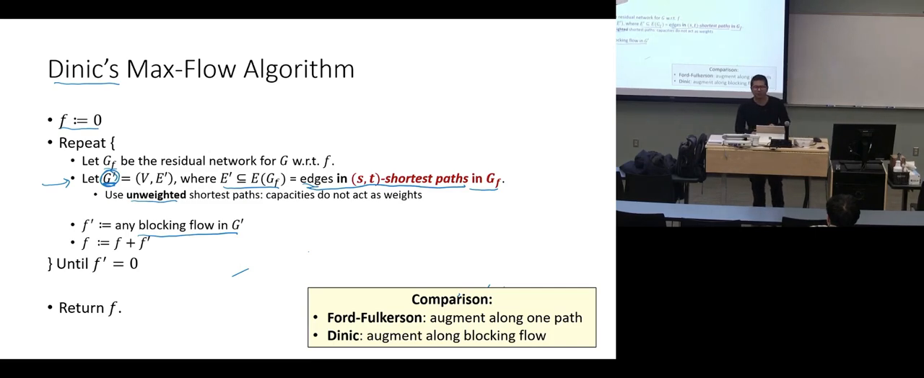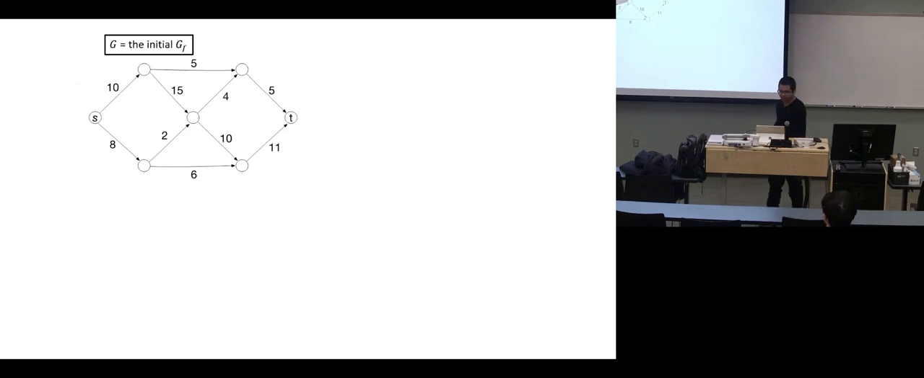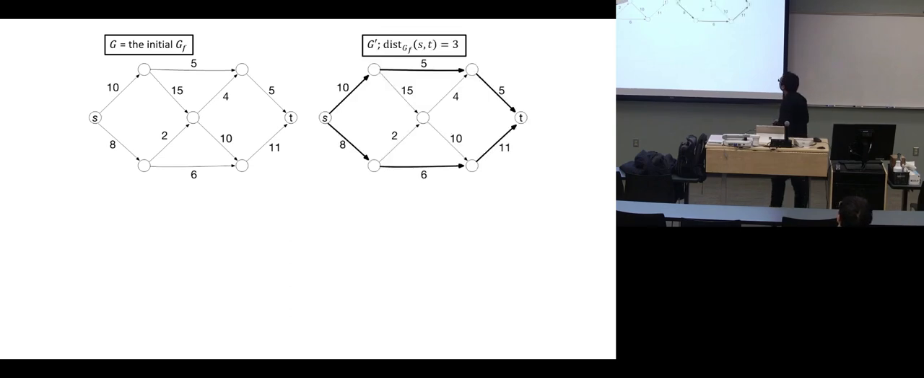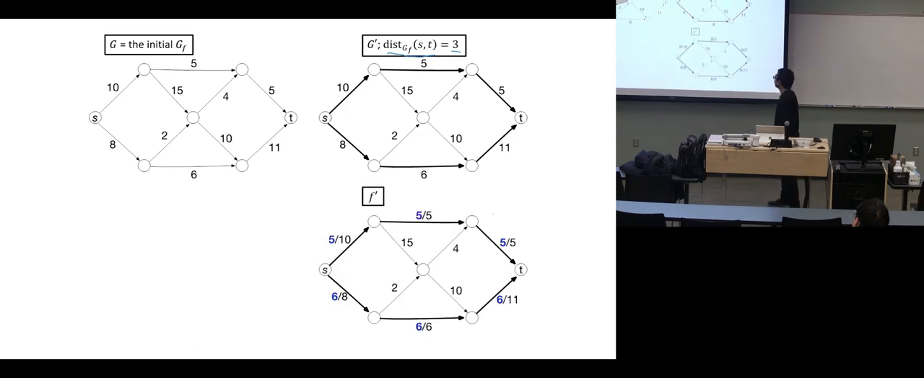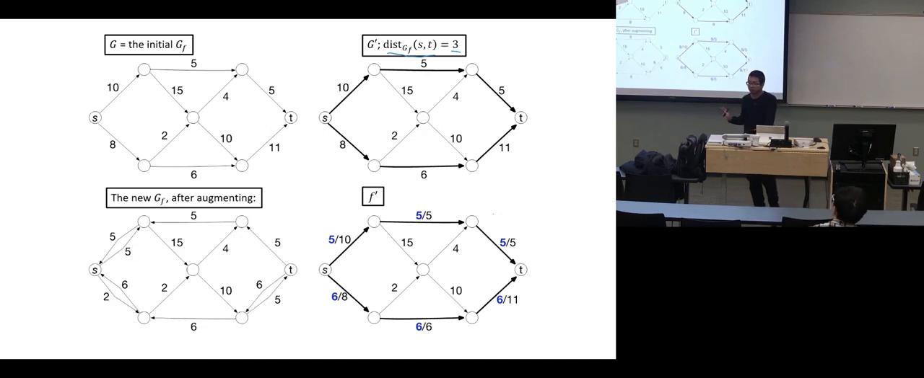So let's see an example. You have a graph. In the beginning, the flow is empty, so the graph and the residual graph are the same. Then I look at G prime, which is these edges. The distance from S to T in the residual graph right now is 3. So there are two paths like this. These other edges are not on a shortest path, so only the bold edges are in G prime. And what you do is compute a blocking flow in G prime. So I find a blocking flow, that's F prime. Augment it. And that finishes the first iteration.